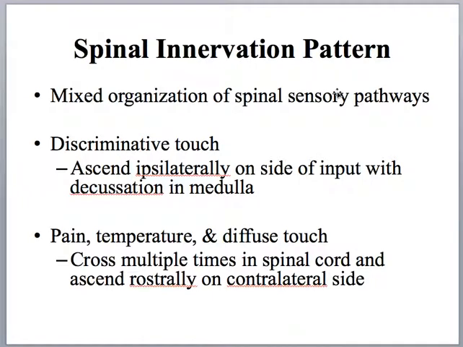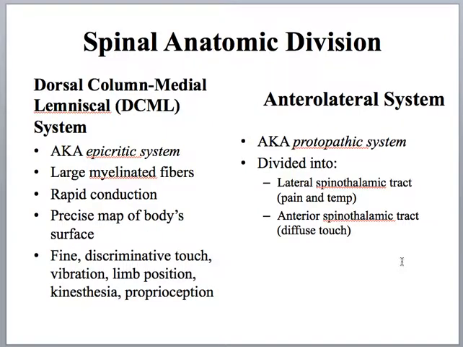The spinal cord innervates different patterns. Discriminative touch ascends ipsilateral on the side of input, where your decussation occurs once they synapse onto the second order neuron. Pain and temperature are different. They will cross immediately, so your primary neuron will synapse within the spinal cord, and then they will cross over and ascend on the contralateral side.